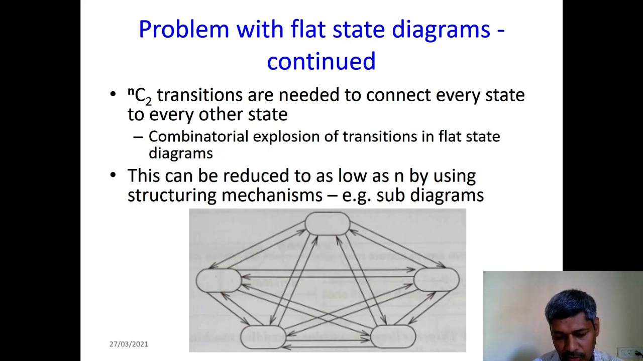So by giving you the example earlier, the state diagrams are to be reduced. We have to restructure them somehow so that the number of states or transitions gets reduced. For example, with this state diagram, it can be reduced to as low as n states by using different structural mechanisms, something like subdiagrams. So these are the problems with these sorts of flat state diagrams. Let us see what can be done.